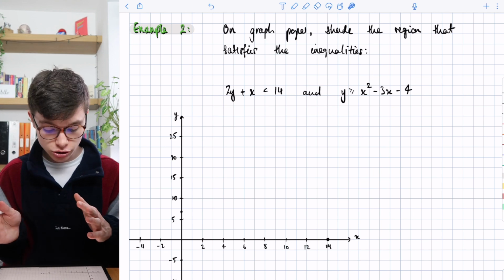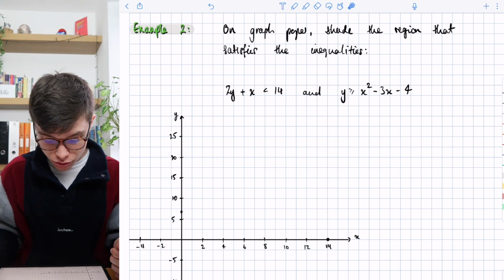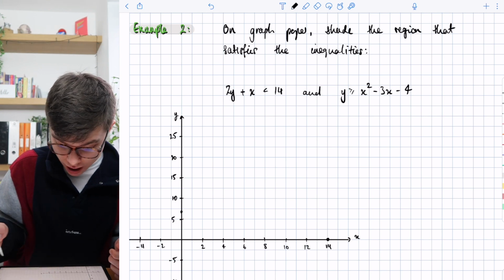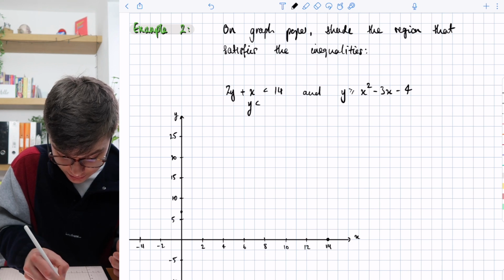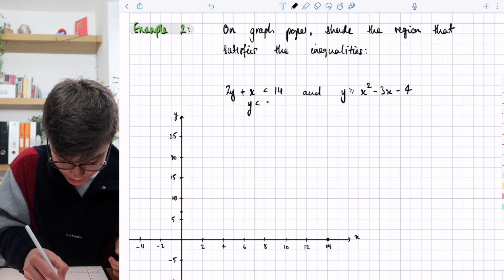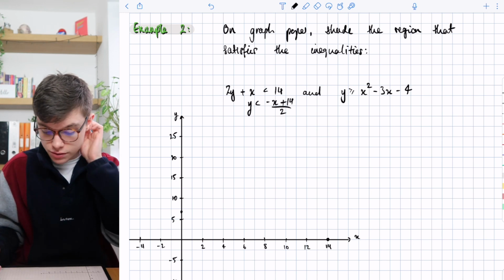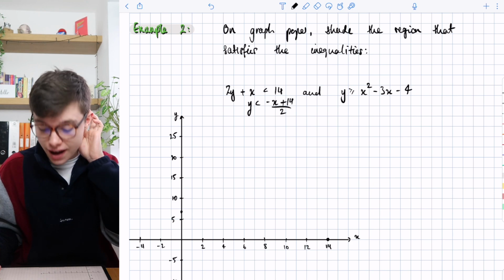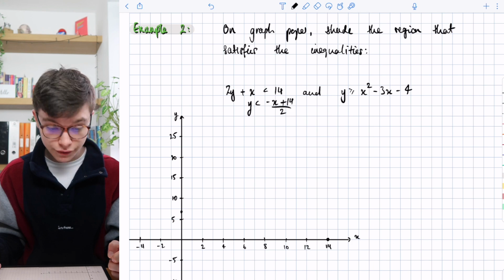There's kind of 2 ways you could do this. You could think about it being on the X and Y axis, or you could rearrange it to be y is less than something. It would be rearranged: y is less than minus x plus 14, all over 2. So it's going to have a gradient of -1/2 and a y-intercept of 7.